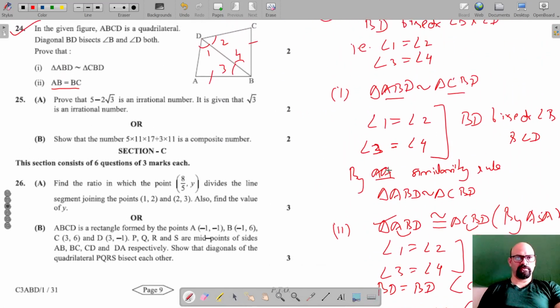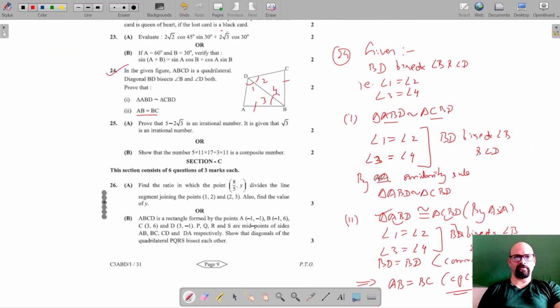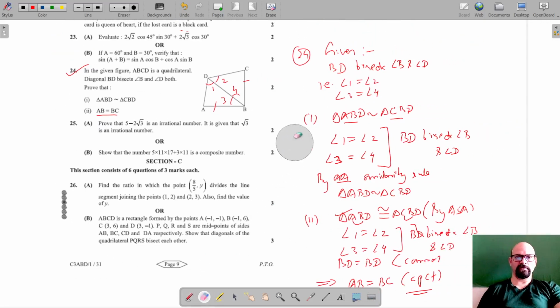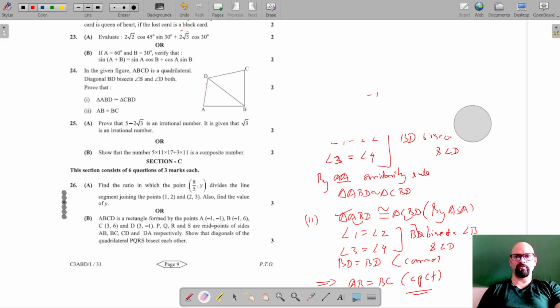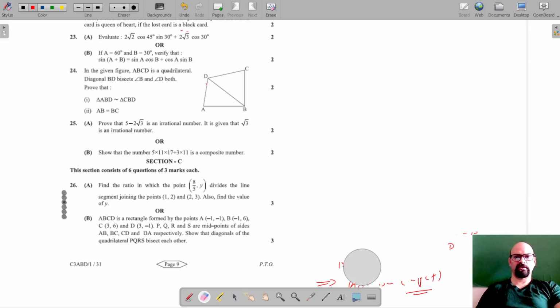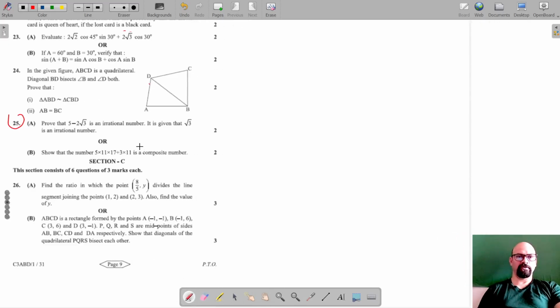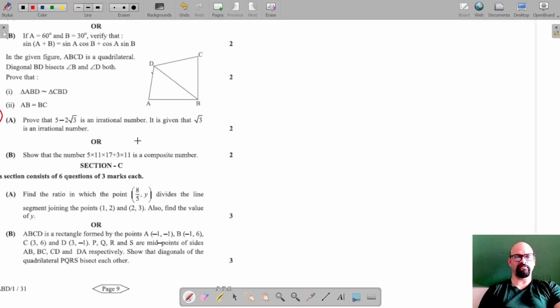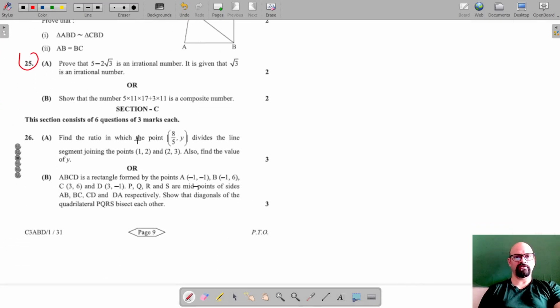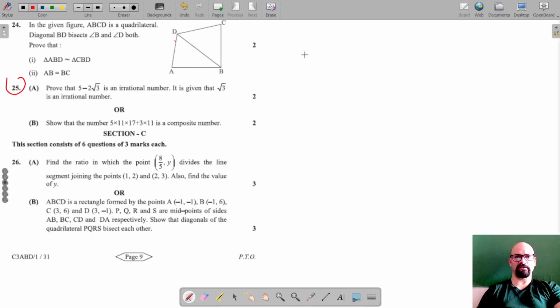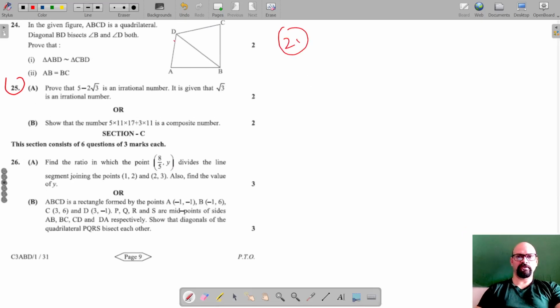Okay, so we are done with question number 24, and moving on to question number 25, we will discuss both the parts, part A and part B, of question number 25. For question number 25, we have to prove that 5 minus 2 root 3 is an irrational number.